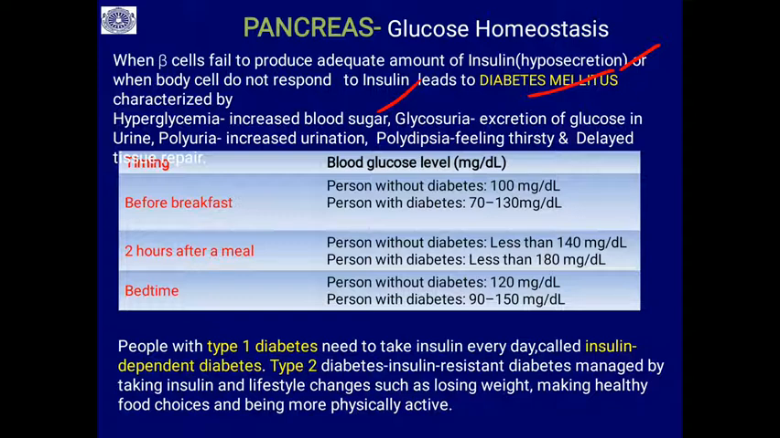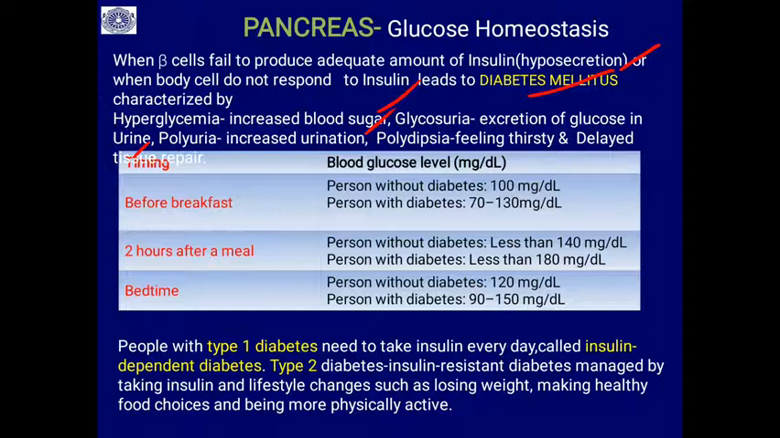So what are the characteristics, the symptoms of this diabetes? Hyperglycemia, increased blood sugar; glycosuria, that is excretion of glucose in the urine; polyuria, increased urination; and polydipsia, that is the feeling of thirst; and delayed tissue repair. All these are the symptoms.